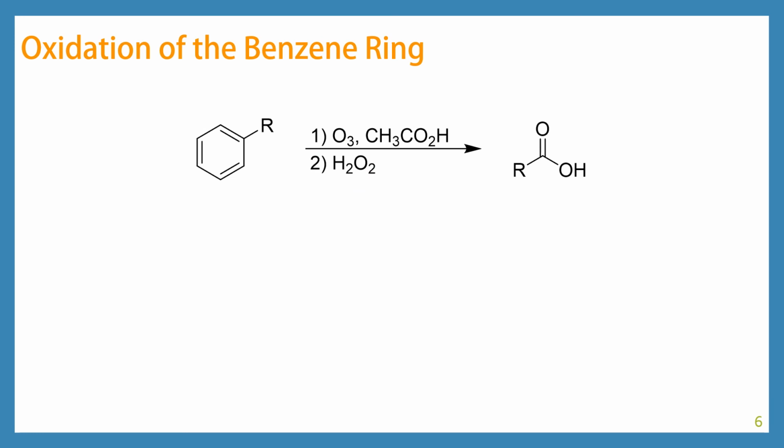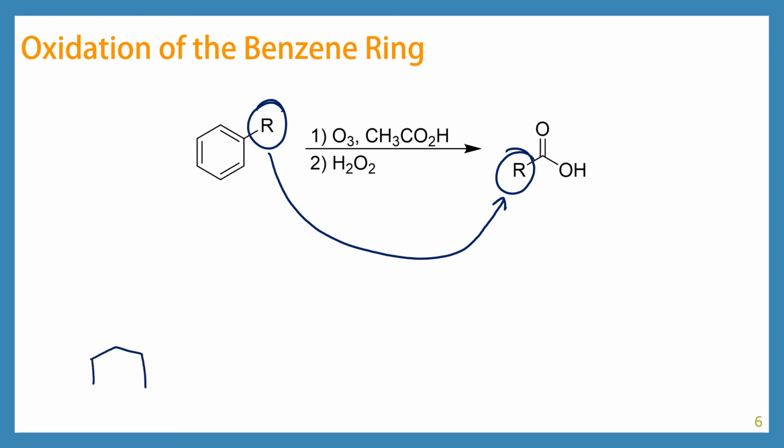Now this last reaction is really wild. This is oxidation of the benzene ring. When you react an aromatic compound that has some sort of alkyl R group with ozone, acetic acid, and hydrogen peroxide, you will end up with a carboxylic acid. But notice this is not benzoic acid. This actually retains the R group from our previous structure to create a carboxylic acid.